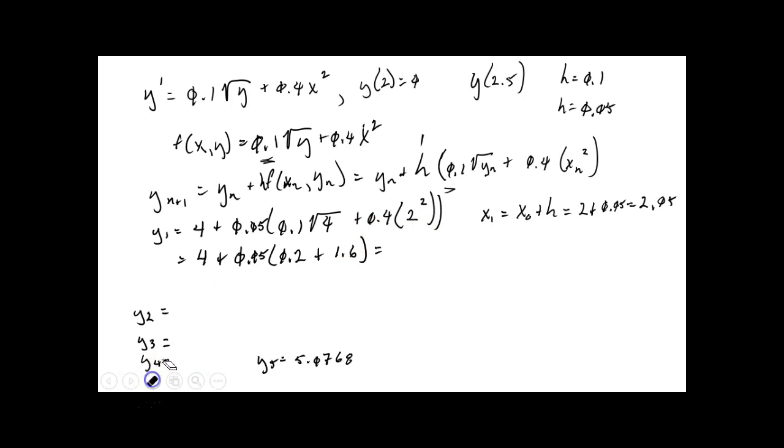Okay. Now let's see what we got. We know what these are. I calculated those, left them up there from before. So our new Y1 is going to be 4 plus 0.05 times open parentheses 1.8. Okay.